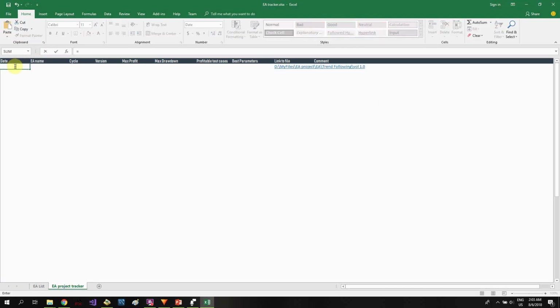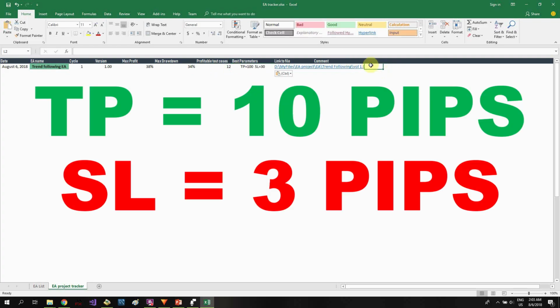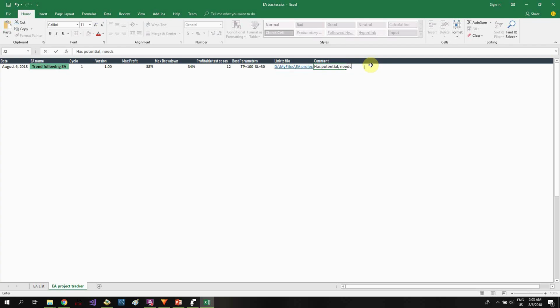Let's input data into our project tracker. The first sprint output product is called Trend Following, Cycle number one, Version 1.0. The maximum amount of profit was 38% during the whole year, and the biggest drawdown was 34%. We had 12 profitable test cases, and the parameters of the best cases were like this. In conclusion, I can say that this EA has big potential but needs mastering.